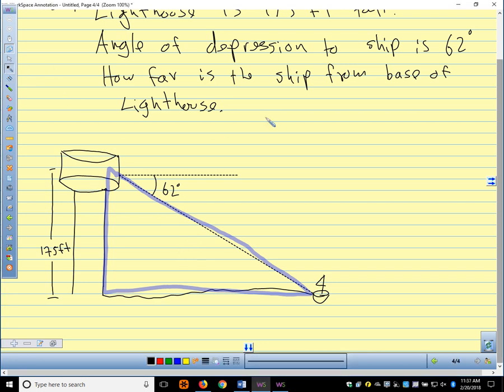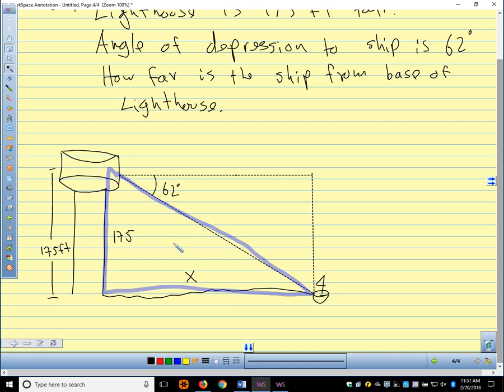And what we want is how far is the ship from the base of the lighthouse? We want that distance. And we know that this side is 175. So I could do this two different ways. I could extend this horizontal and make my triangle this way. That would work. Or I can use this little blue triangle. But be careful with the angle of depression. Angle of depression is down from the horizontal.